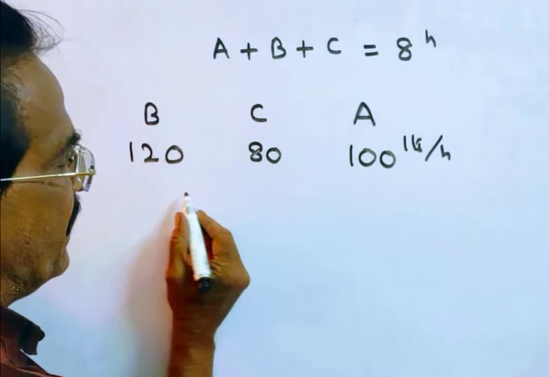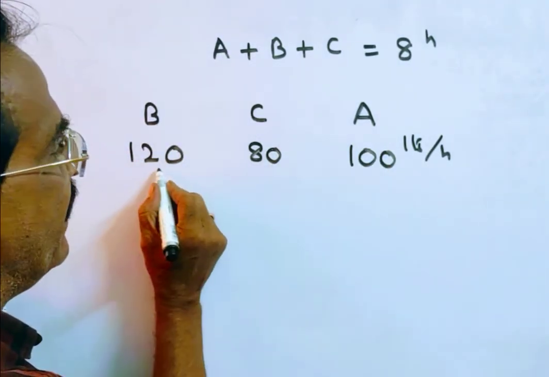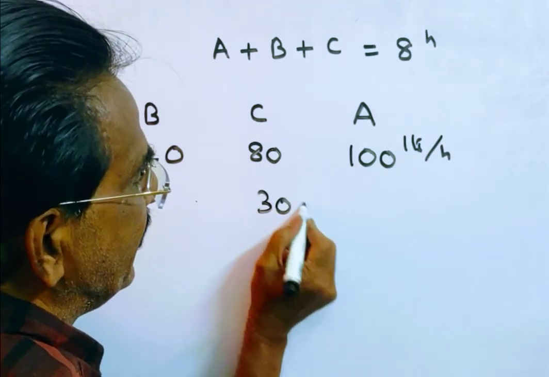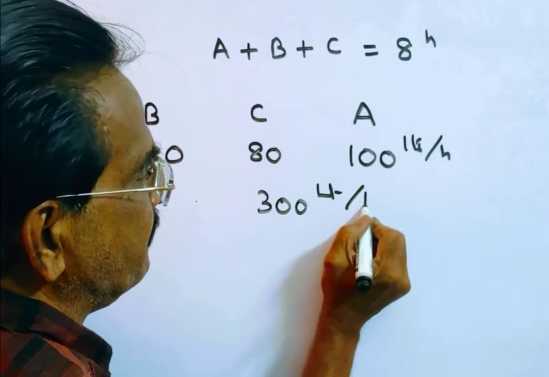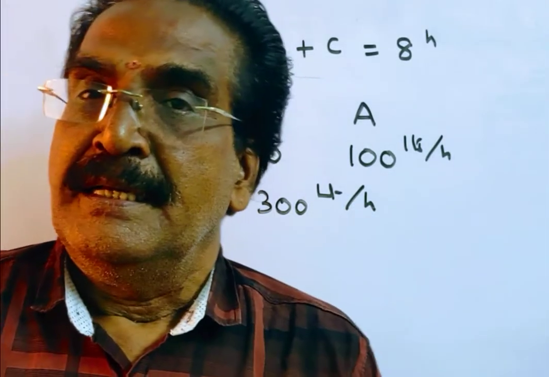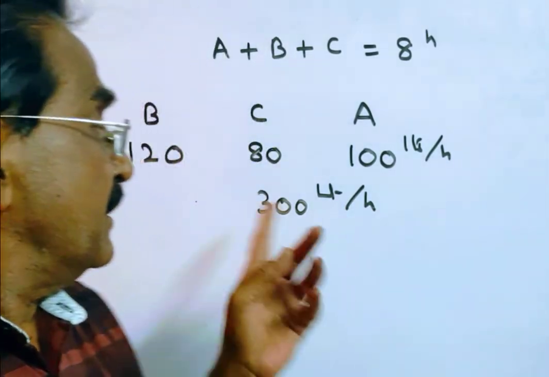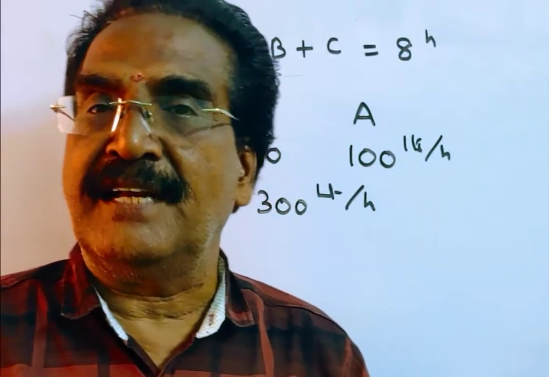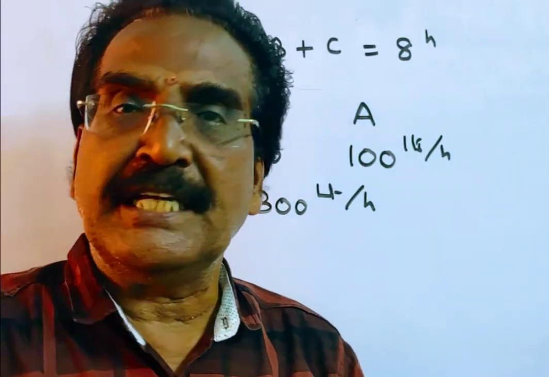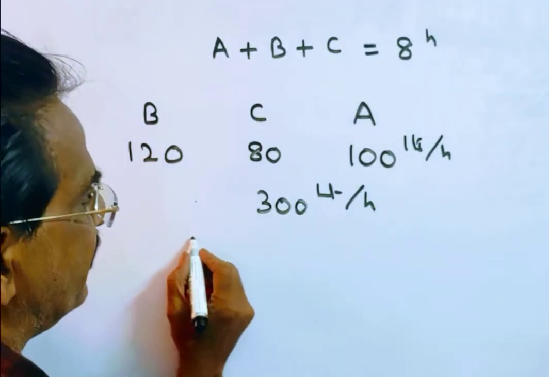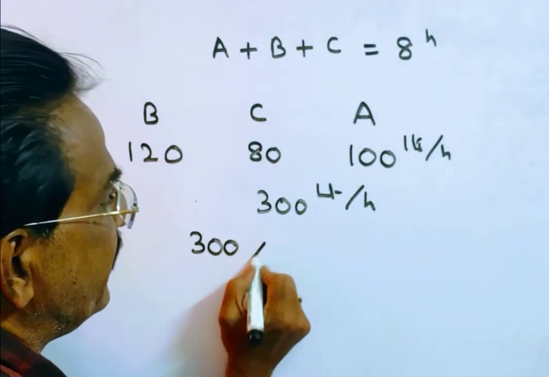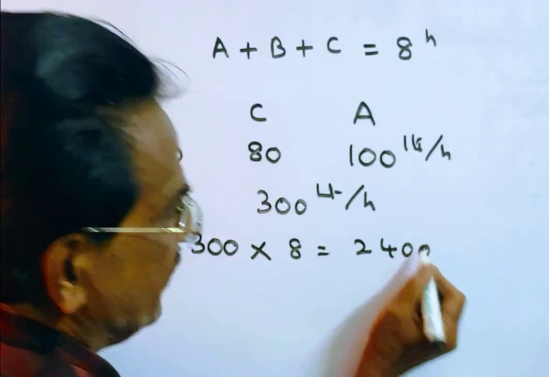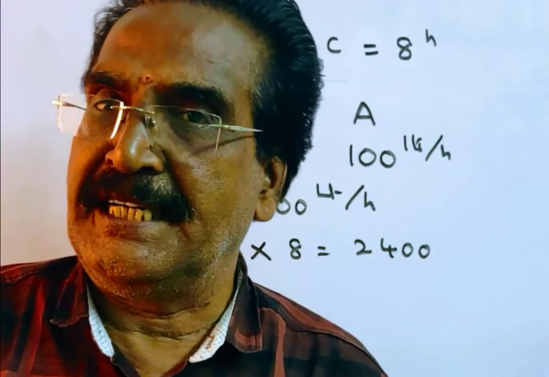Now A plus B plus C can fill 120 plus 80, 200 plus 100, 300 liters per hour. A plus B plus C can together fill 300 liters per hour. Friends, A plus B plus C together can fill in 8 hours. So the capacity of the tank is 300 into 8, 2400 liters. The capacity of the tank is 2400 liters.